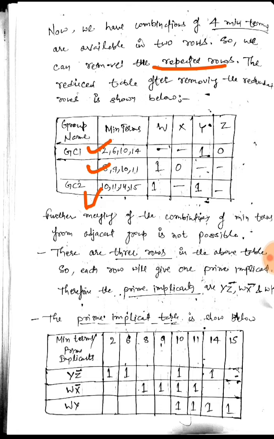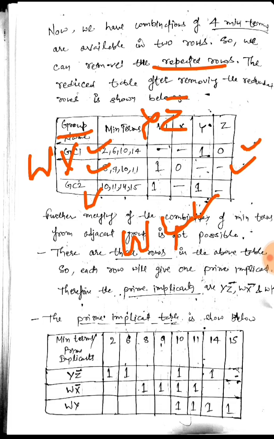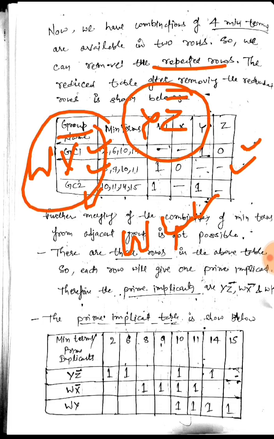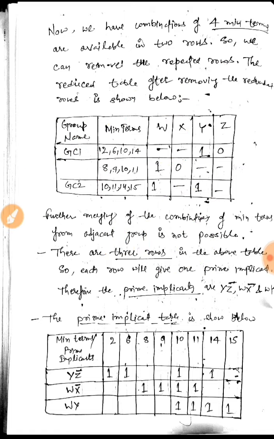Okay, this represents y z bar, this one would represent w x bar, and the last one would represent w y. So now I have the prime implicants. Further merging of combinations of minterms from adjacent groups is not possible now. There are 3 rows in the above table, so each row will give one prime implicant.